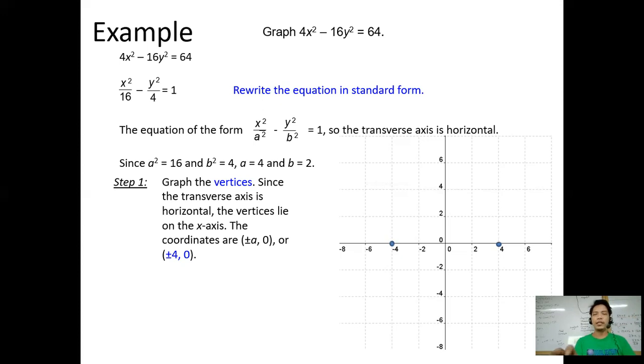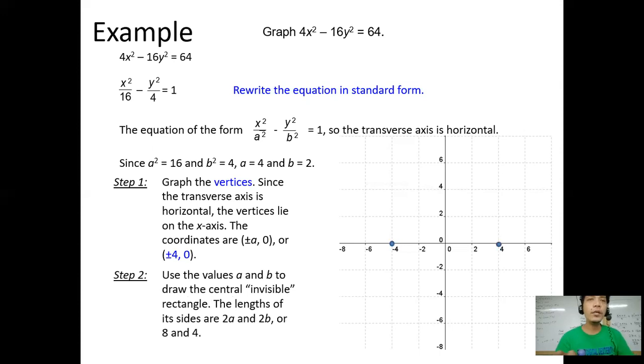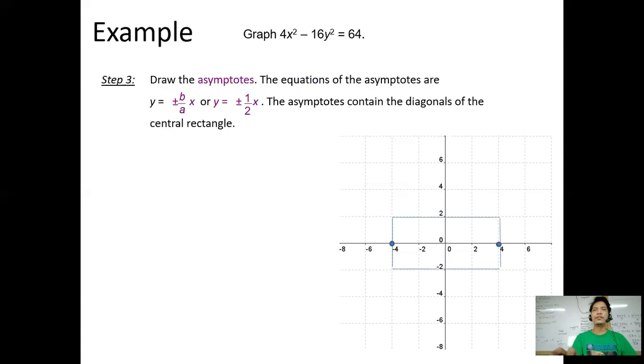So, next po natin, use the value of a and b to draw the central invisible rectangle. Pero hindi pa natin nailalagay si letter b. So, b is 2. So, dun naman tayo sa y coordinate, dun tayo maglalagay ng point. Hanggang 2 lang. Yan. Tapos, nakalagay na natin yan.